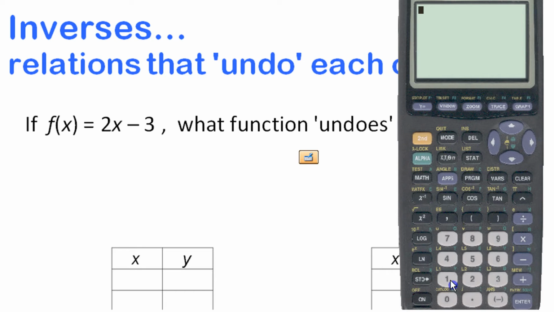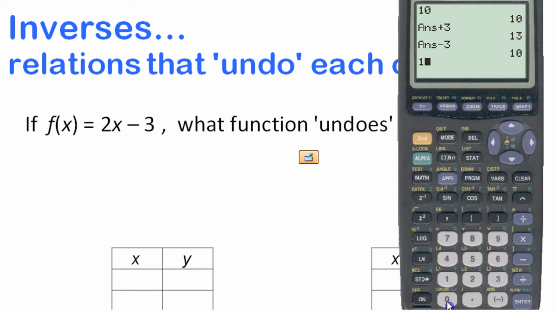Let's say you start with a number like 10 and you do something like add 3 to it. You have to think about what operation undoes that adding 3. Now obviously it's subtracting 3, right? Those two things are inverses of each other, inverse operations.